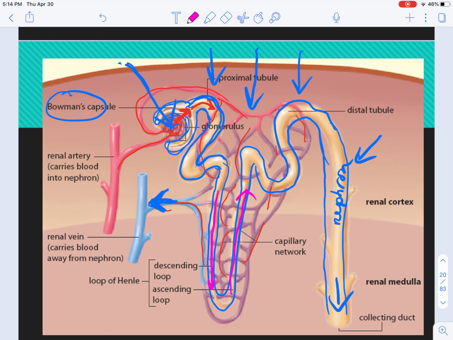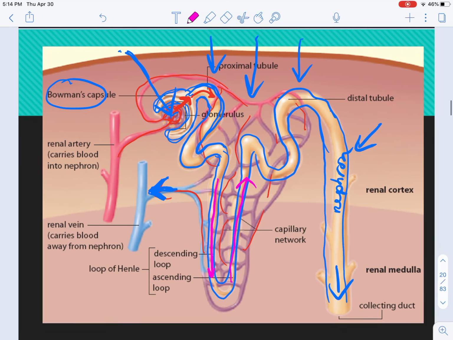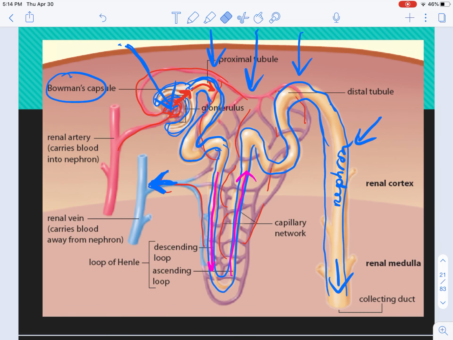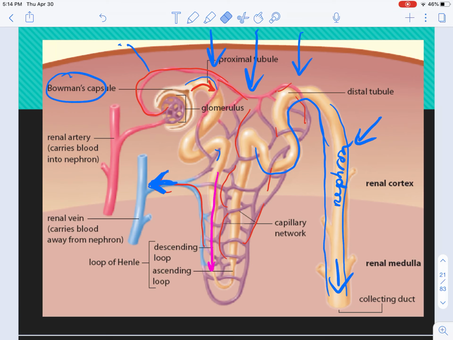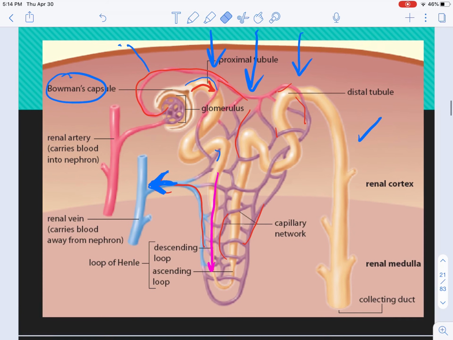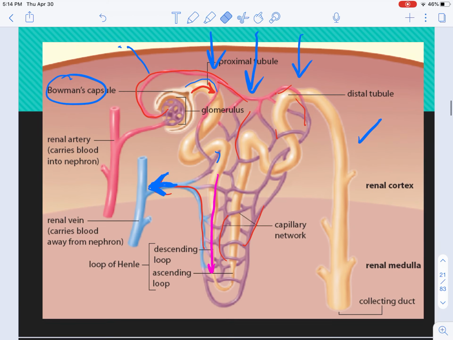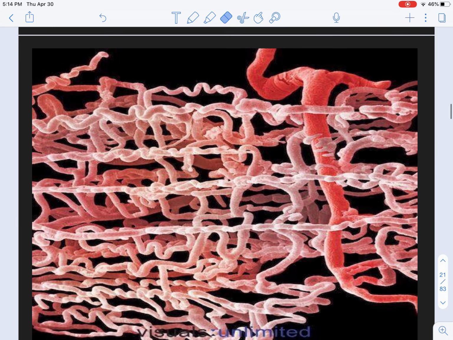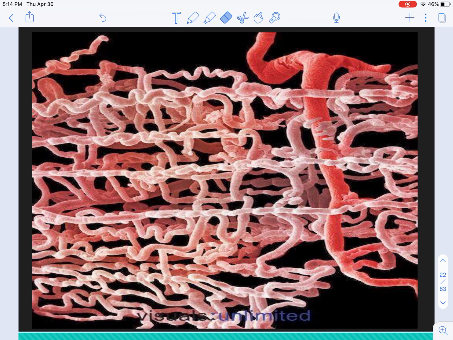The loop of Henle, I was going to mention that the loop going down is called the descending loop, and the loop going up is called the ascending loop. So if you see those mentioned, that's what we're talking about there. All right, great idea to draw this lovely picture of the nephron so that you remember those main structures and parts of the nephron.